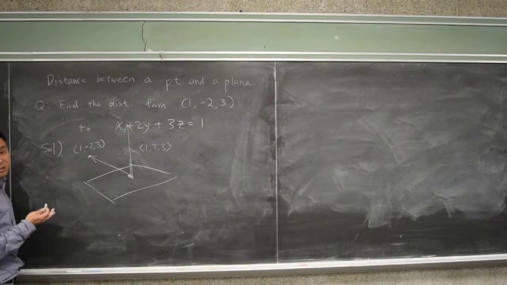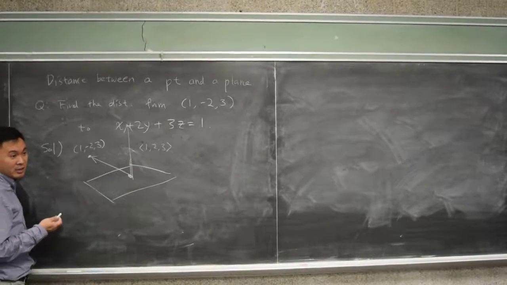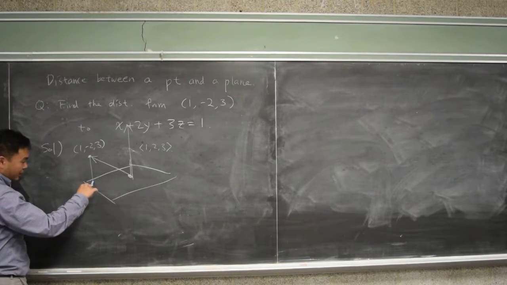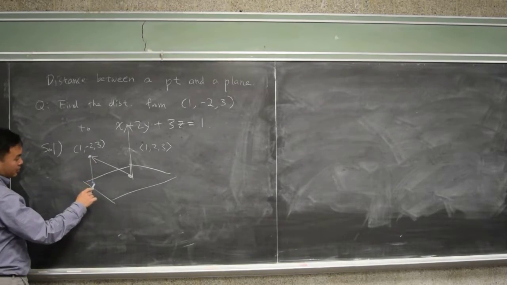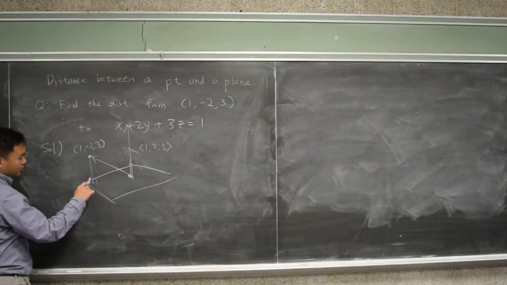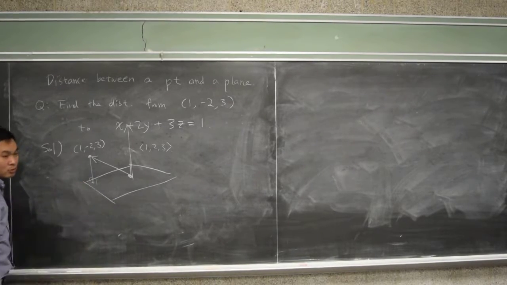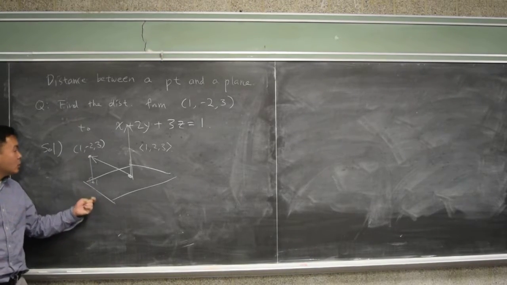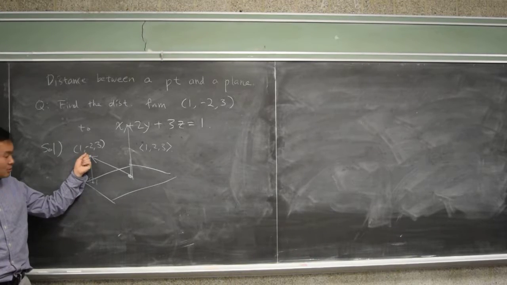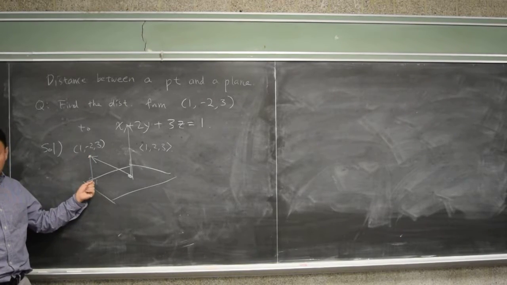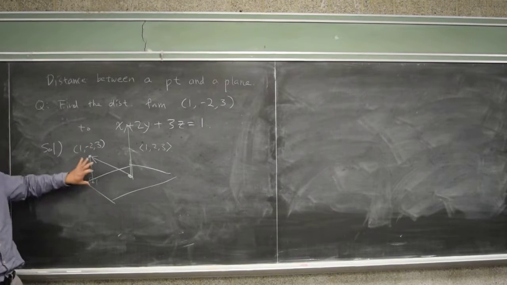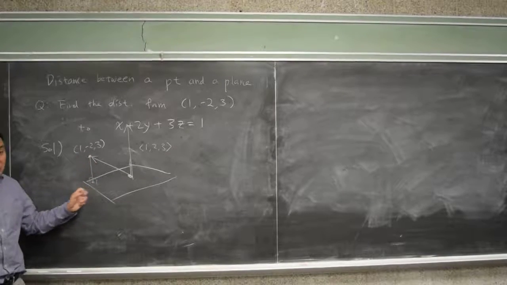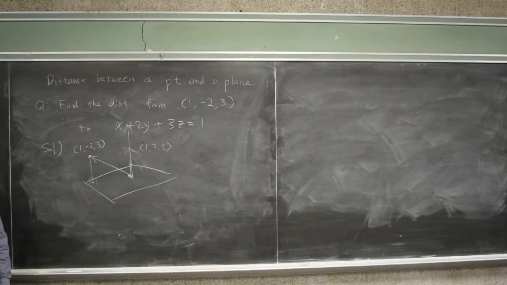Now, what distance are we looking for? By distance, what does that mean? It means we're looking for the length of this straight line, which will be perpendicular to the plane. So basically, we're looking for the following. Is there a straight line which passes through this point and crosses this plane perpendicularly? If so, what is this length? That length tells you the distance between a point and the plane. That's how it's defined. Right?